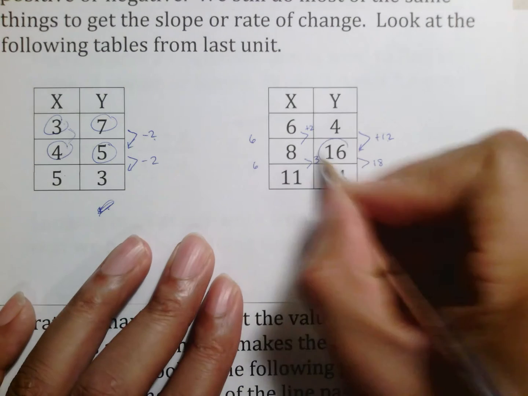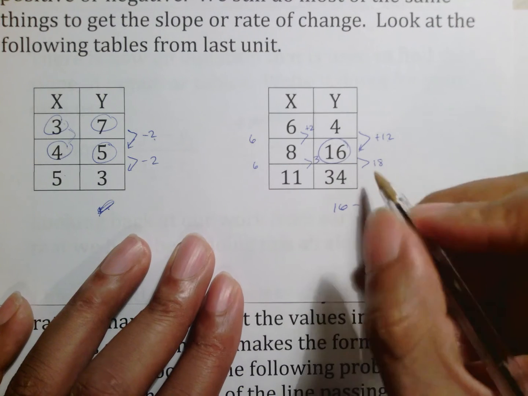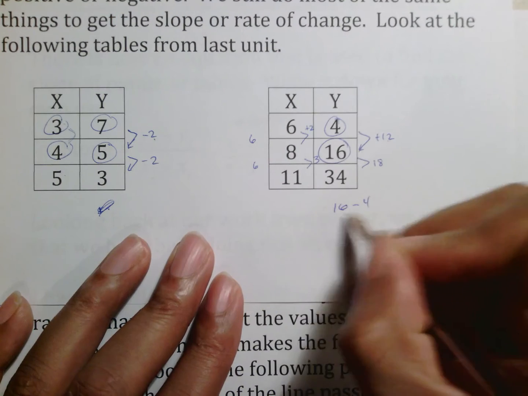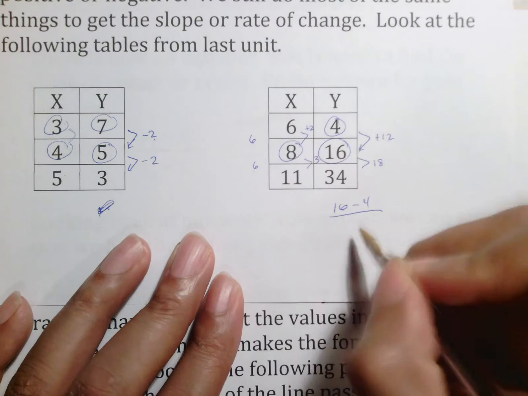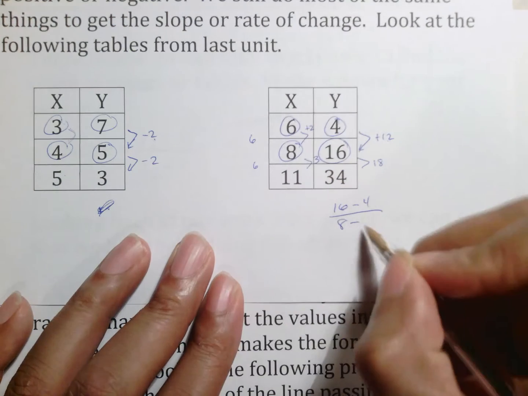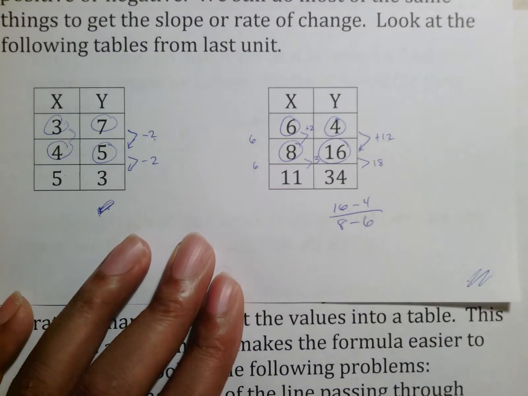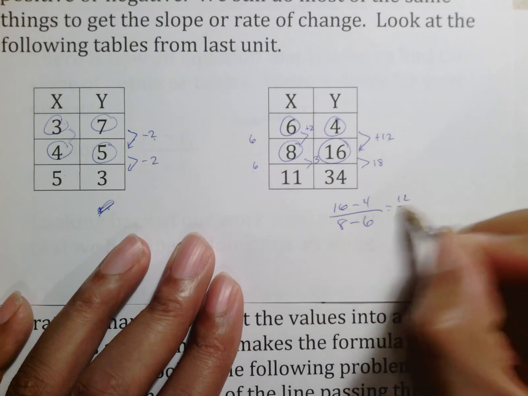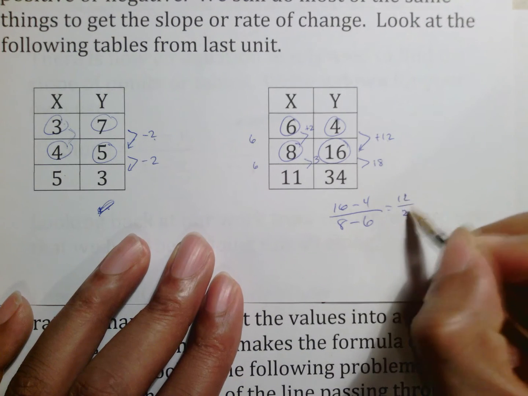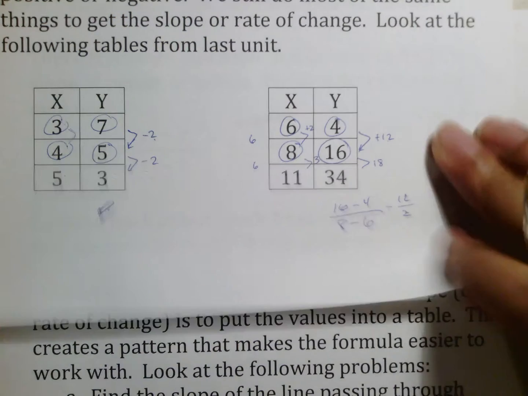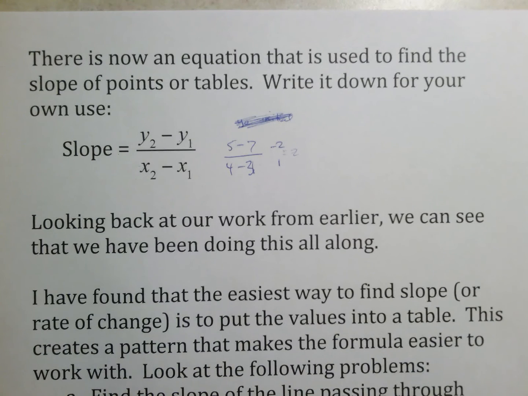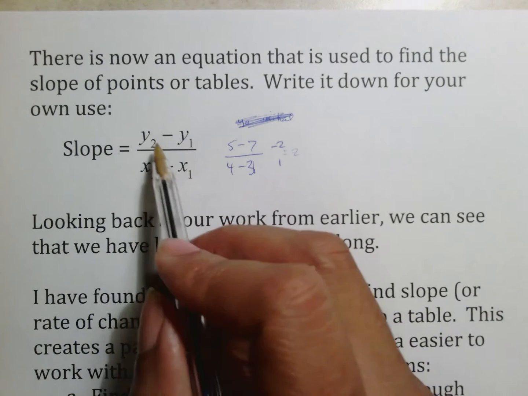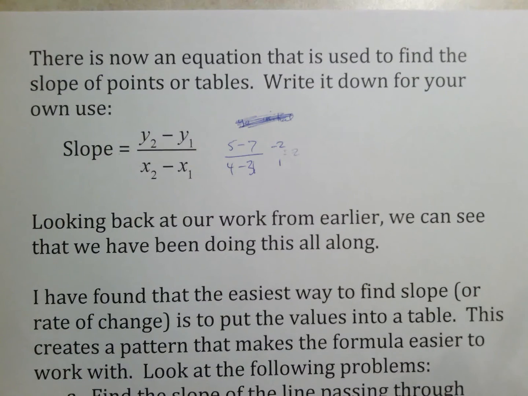Again, y2 being 16 minus y1 being 4 over x2, which is 8, minus 6, which is our x1, which is 6. You still get a 12 up top. You still get a 2. We are still dividing the 2 like I said we would anyway. So again, you kind of already have an idea on how to do this. Just memorize this formula, or the work that it takes to do it.